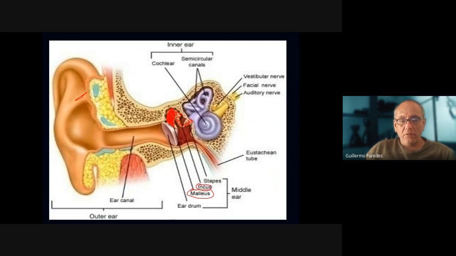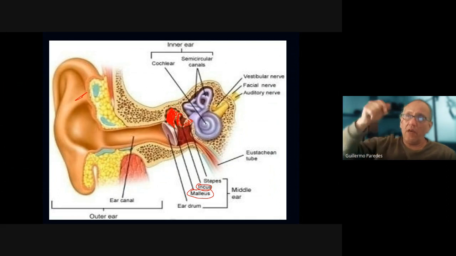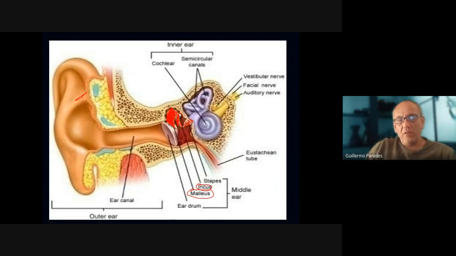This is the incus, because they have the shape of the incus, like the horseshoe in the past, right? They were making horseshoes. So when they hit, that is the incus. The malleus, if you see here, looks like a hammer. The incus is going to be something like this. And the stirrup is the last one. A stirrup is like a handle, like this. That's why they get their name from the shape of the bone.